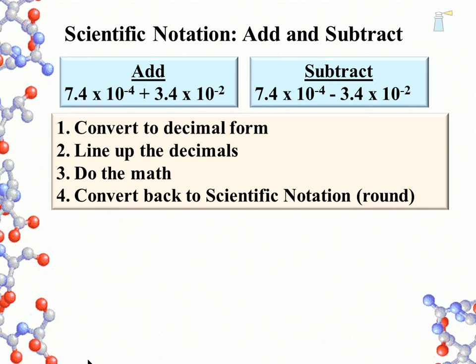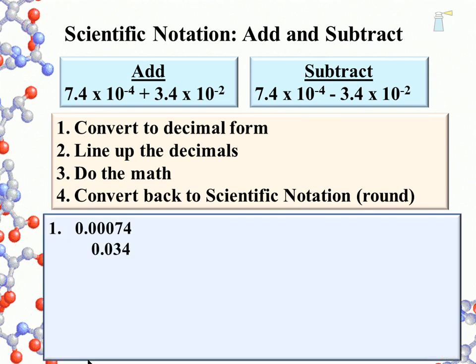Using the addition problem at the top of the page as our first example. Step 1, convert 7.4 times 10 to the minus 4 and 3.4 times 10 to the minus 2 to decimal form. For 7.4 times 10 to the minus 4, we move 4 places to the left, giving 0.00074. For 3.4 times 10 to the minus 2, we move 2 places to the left, giving 0.034. Step 2, line up the decimal point.